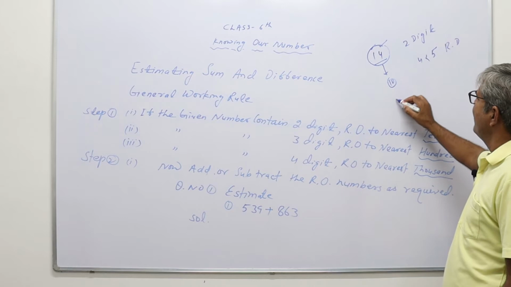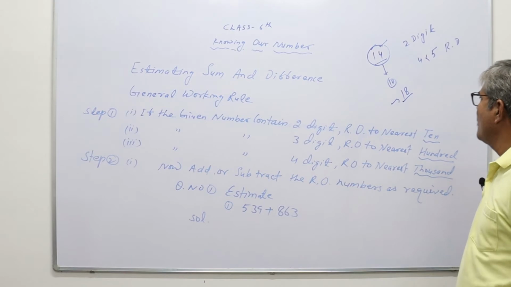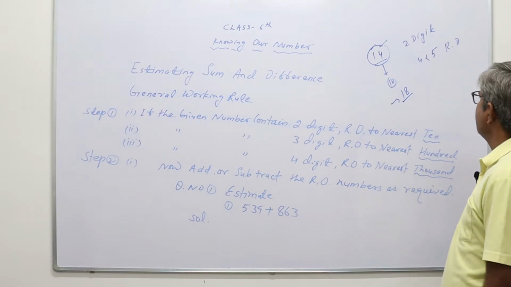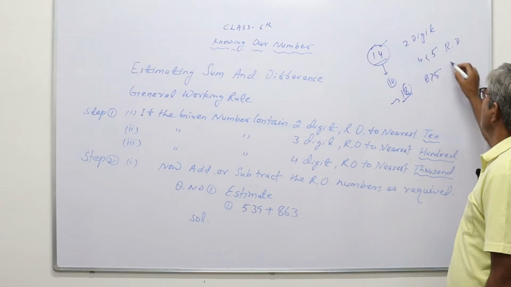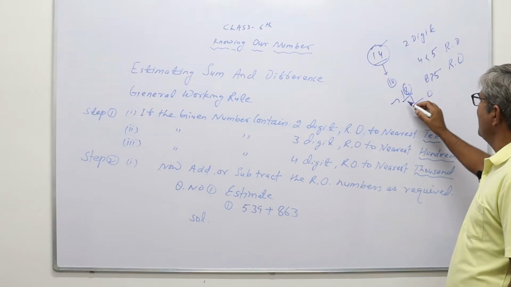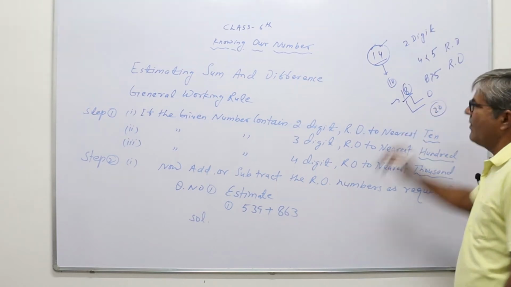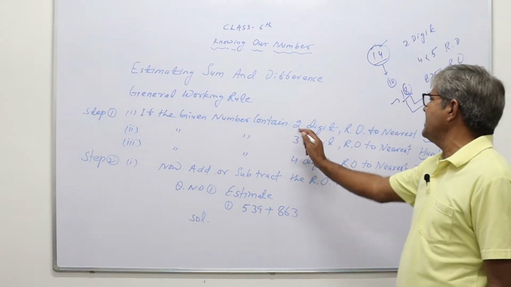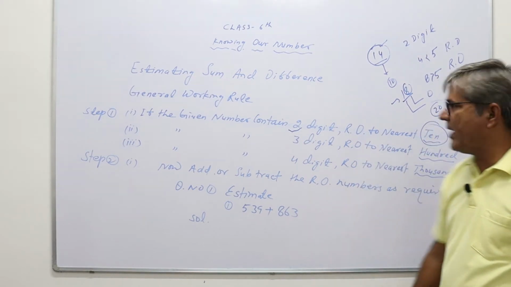If the number is, for example, 18, then it contains 2 digits. So to round off, we will round off to the nearest 10. In case of the nearest 10, we will see the digit at ones place, which is 8 and greater than 5. So we will round up this number. So this will be replaced by 0 and the tens digit will increase by 1. So the rounded number will be 20. So in this way, if the given number contains 2 digits, then round off to the nearest 10, which is the most important working rule.